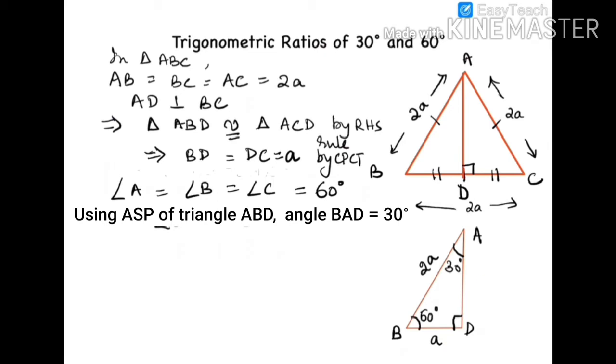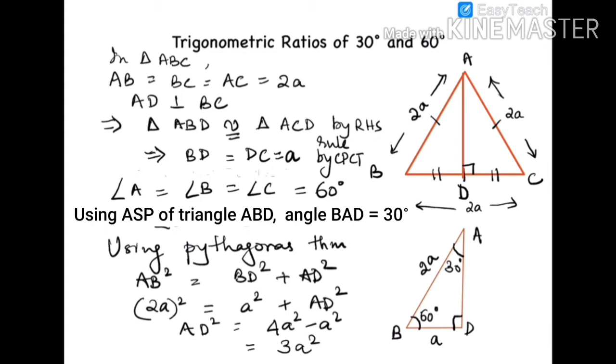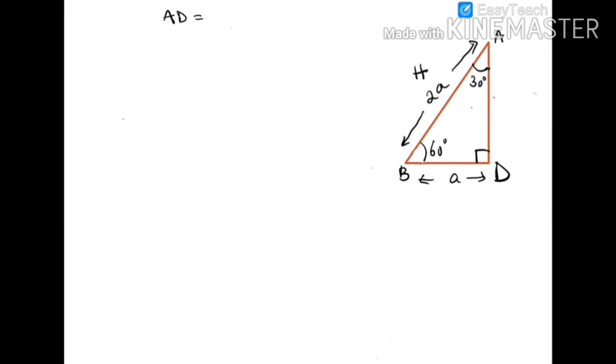We know 2 sides. We can find out the third side using Pythagoras theorem. Hypotenuse square, that is AB square, will be equal to BD square plus AD square. So (2A) square is equal to A square plus AD square. So AD square is equal to 4A square minus A square, which is equal to 3A square. So taking square root, AD will be equal to square root of 3A square, which is equal to A times root 3. Let's mark AD in the figure.